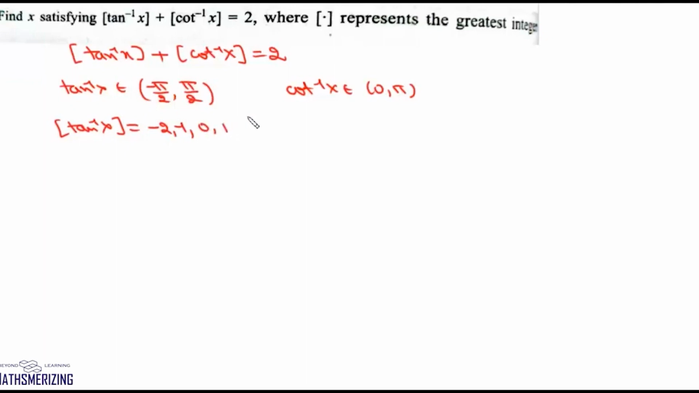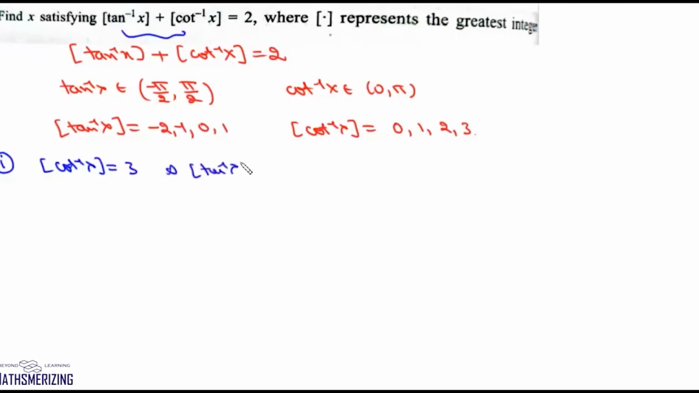So we have 4 values, and greatest integer function value of cot inverse of x will be 0, 1, 2 and 3. So we have 4 possible values for greatest integer function of cot inverse of x also. Now we need their sum to be 2. Now this sum can be 2 in case 1, when greatest integer function of cot inverse x is 3, and greatest integer function of tan inverse x is minus 1.